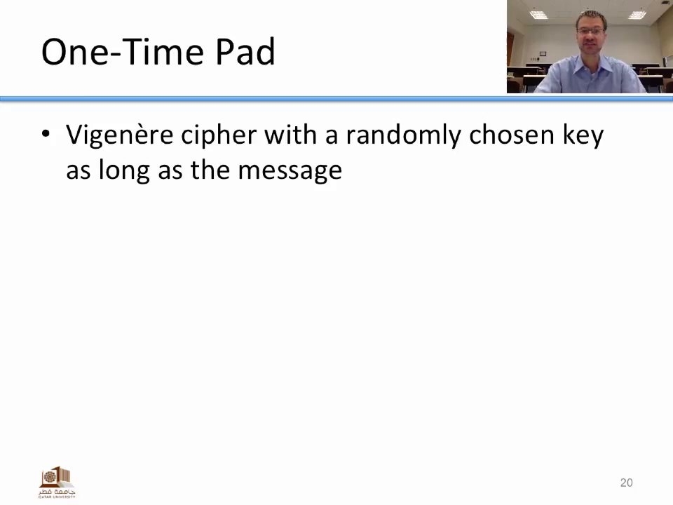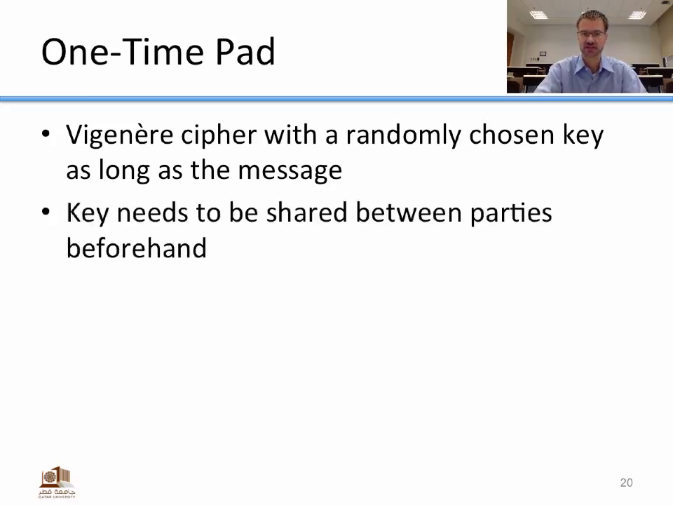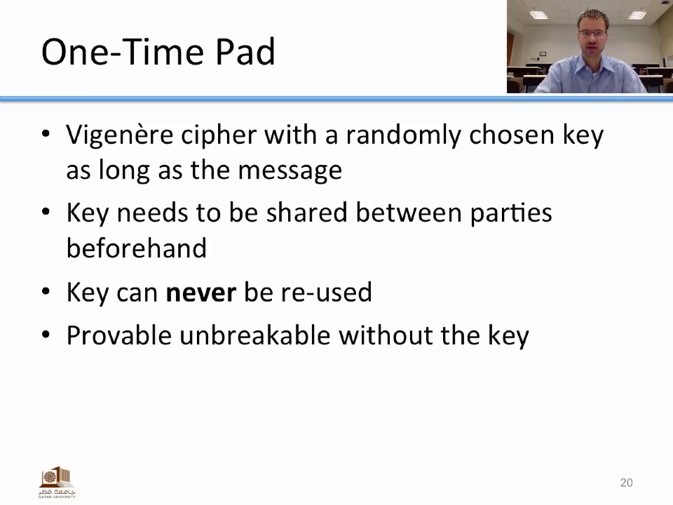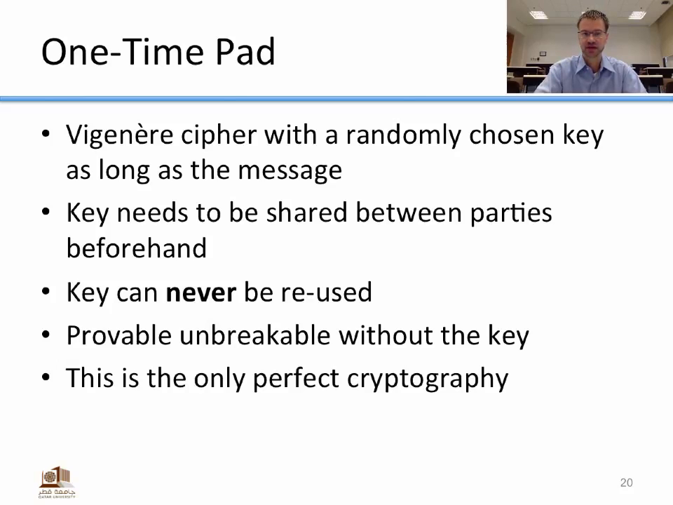A one-time pad is a Vigenère cipher with a randomly chosen key that's just as long as the message. The key needs to be shared between the two parties in the communication beforehand. And that's kind of the problem with the one-time pad. That's actually a fairly difficult thing to do. And the key can never be reused. Like I mentioned before, a one-time pad is totally unbreakable without the key. This is the only perfect cryptography.